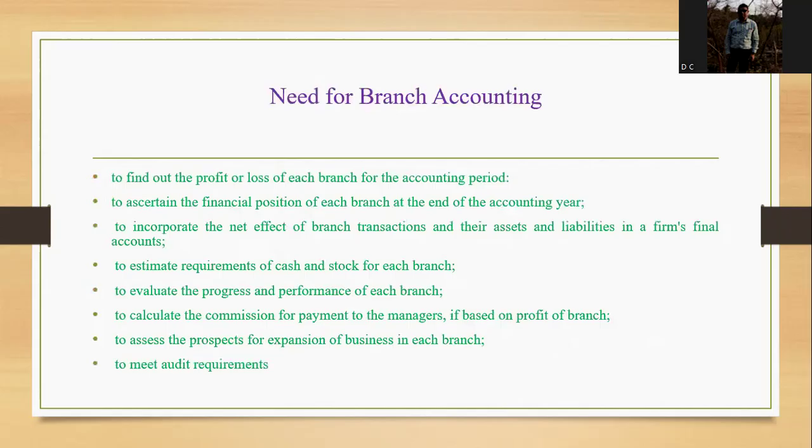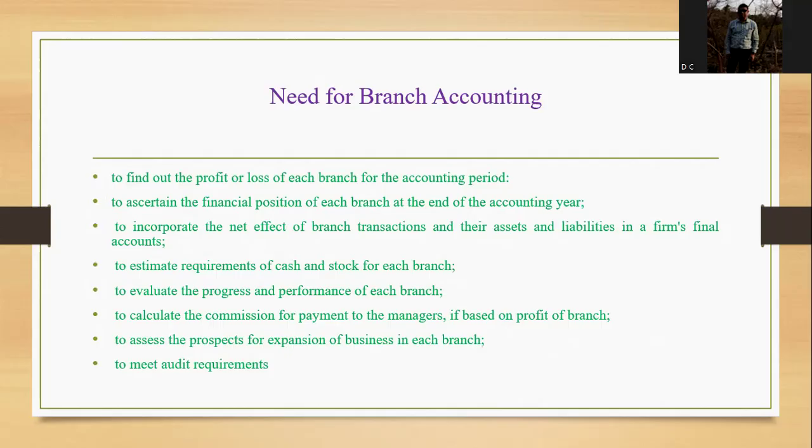Why do we need branch accounting separately? Every branch under the strict control of head office has to find out its profit and loss, to find out the profit or loss of each branch for the accounting period. To ascertain the financial position of each branch at the end of the accounting year. To incorporate the net effect of branch transactions and their assets and liabilities in a firm's final accounts.